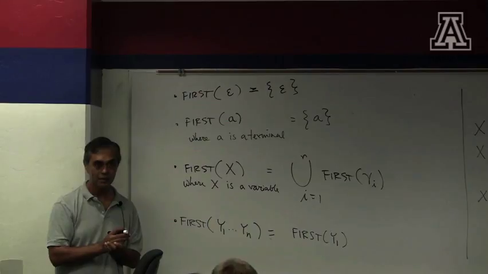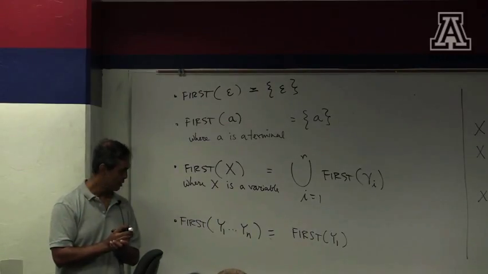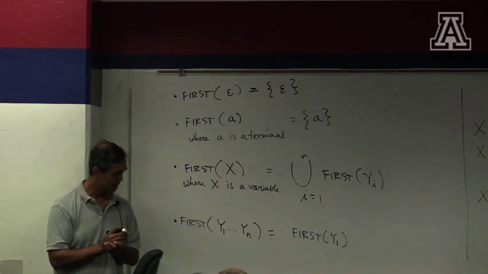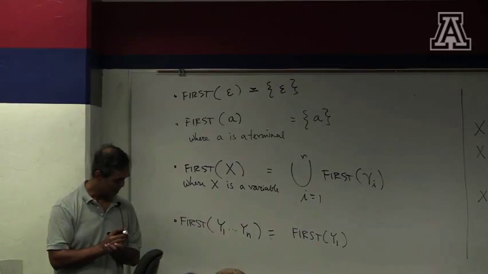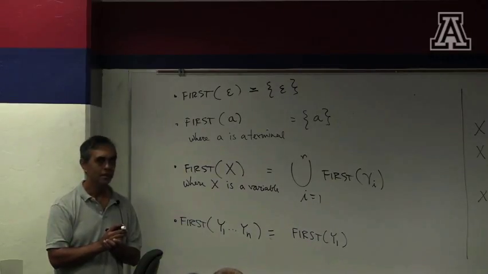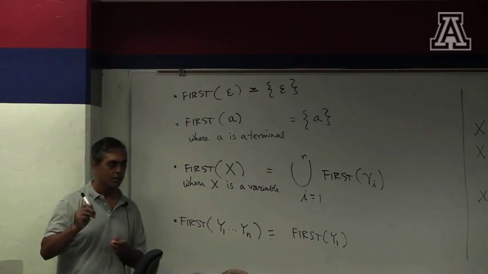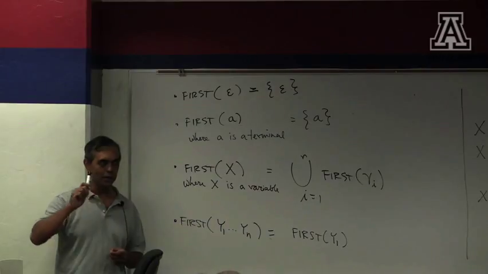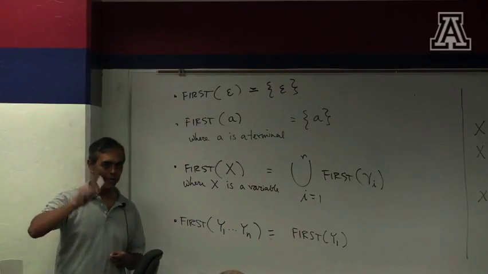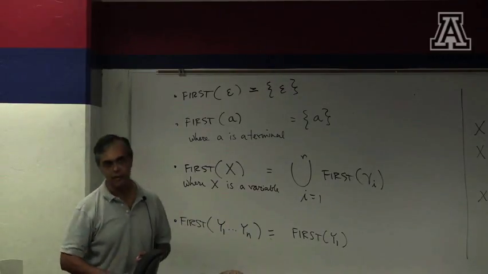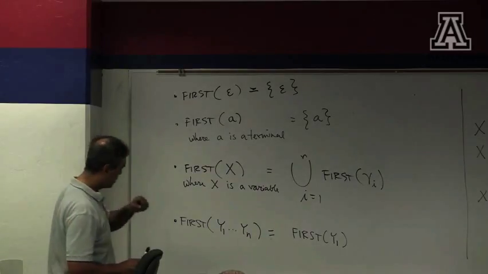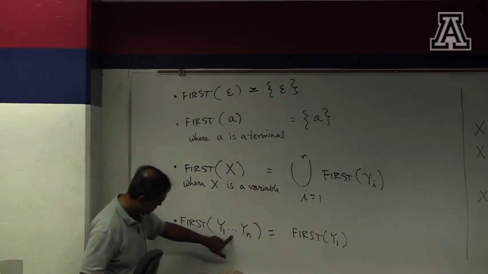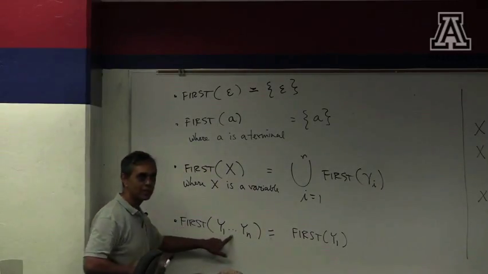Let y sub k be the first element in that sequence that does not derive epsilon, and then take the union of all of this, from i equals 1 to k, of first of y sub i. That sounds right, but it's more complicated than I can handle. So tell me what the intuition is that you're thinking of. The intuition is that we're going to keep taking the union of all of those until we get one that can't derive epsilon.